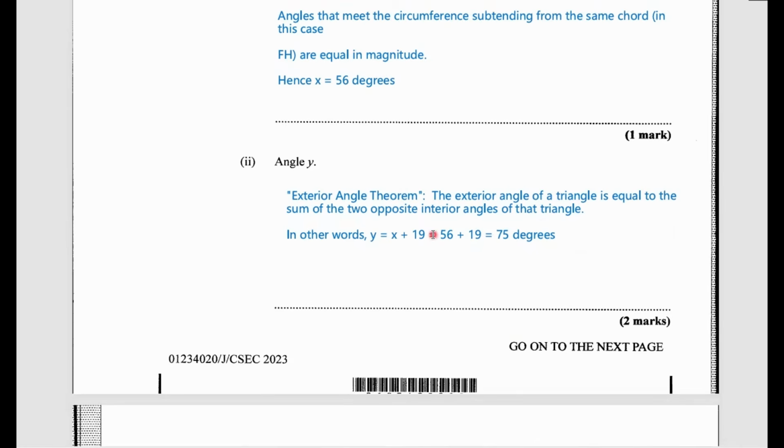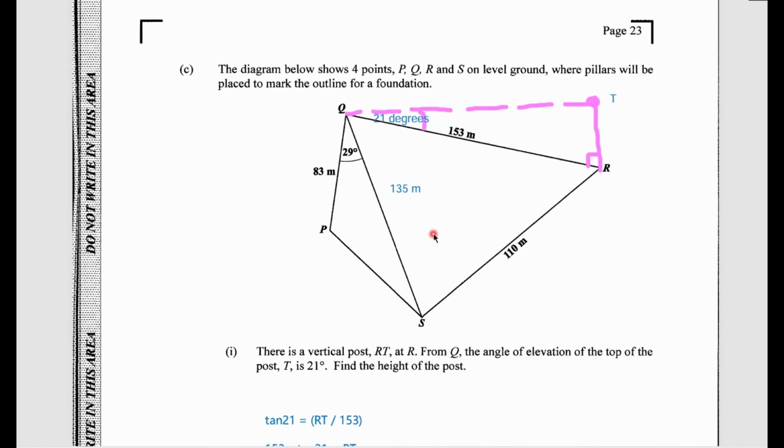But when you think you're done, you're still going with number 9, part C. A bearings question. We all know how this could be. The diagram below shows 4 points P, Q, R and S on level ground. So I guess it's a plan view where pillars are placed to mark the outline for a foundation. So these are your pillars.